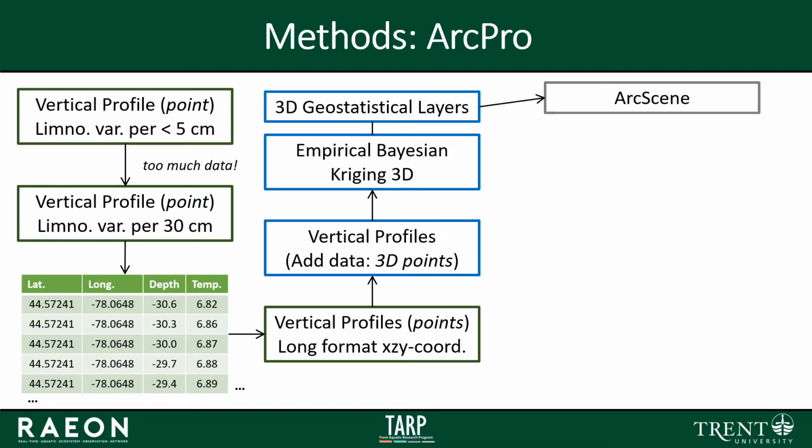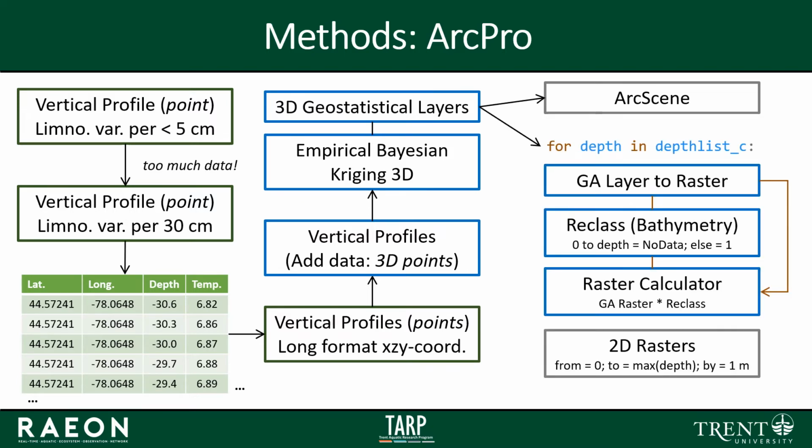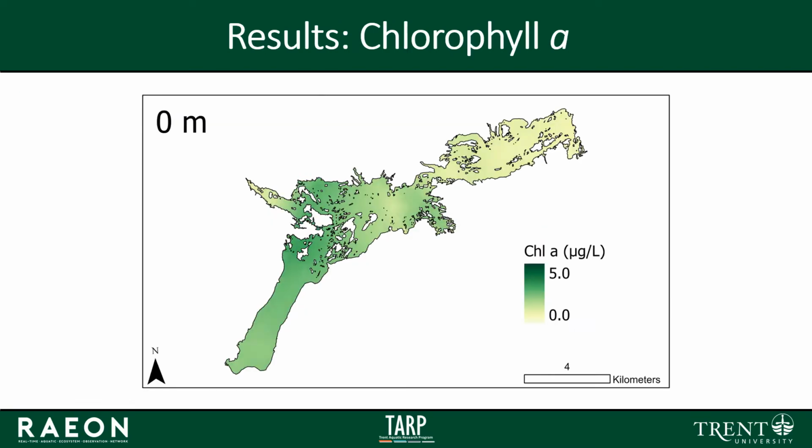These geostatistical layers could be explored in 3 dimensions in ArcScene, but I prefer working in the raster format, so I used a Python script to export individual 2D raster layers of each limnological variable at a 1 meter interval from the top to the bottom of the lake.